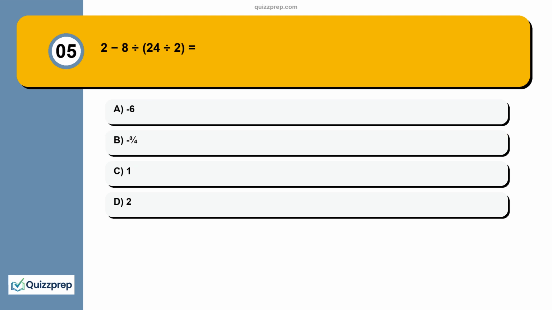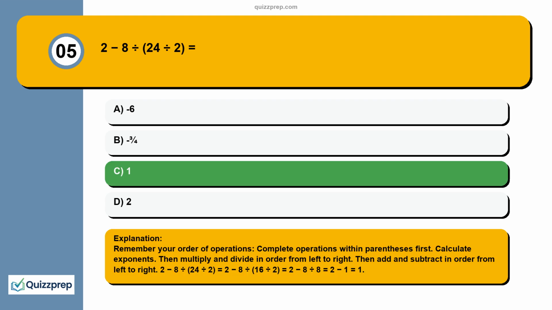Question 5. 28 divided by 2⁴ divided by 2 equals: -6, -3/4, 1, 2. Remember your order of operations. Complete operations within parentheses first. Calculate exponents. Then multiply and divide in order from left to right. Then add and subtract in order from left to right.